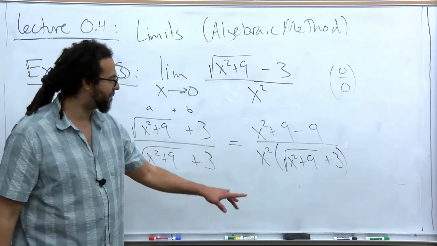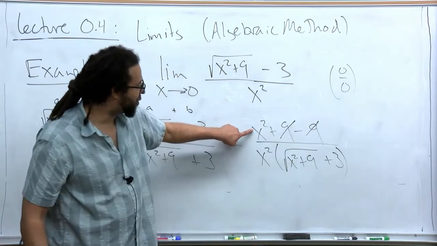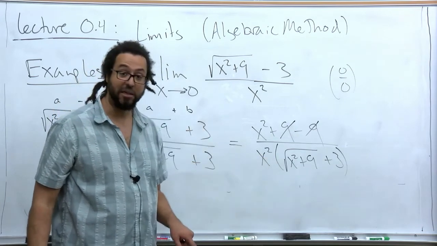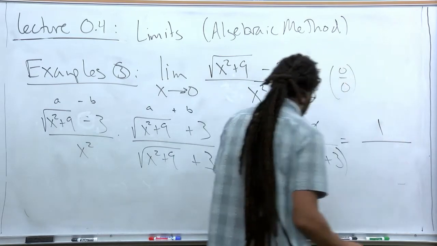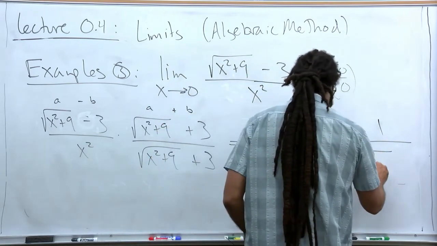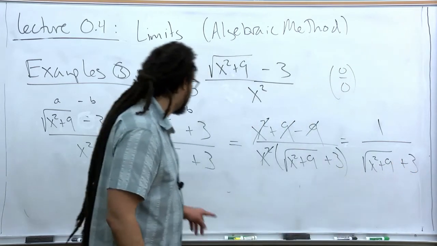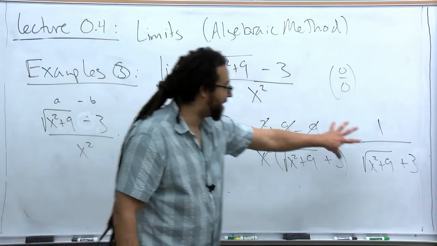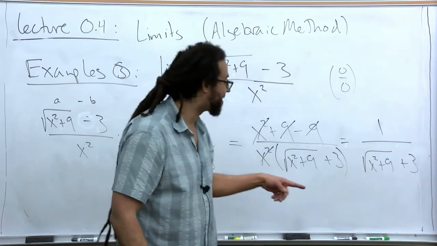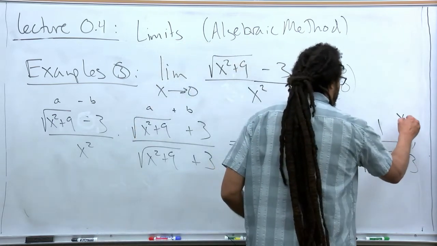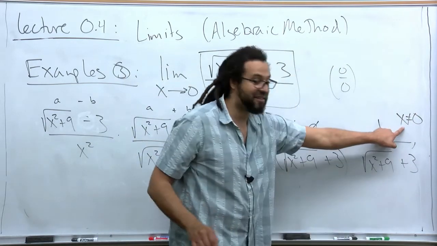And so now what's going to happen? So the 9's will cancel. And now I'm left with x squared over x squared times a thing. So the x squareds will cancel. And now I'm left with 1 over the thing in the parentheses. So square root x squared plus 9 plus 3. This is not the whole story. This function is not equal to this function. It is, though, everywhere except at x equals 0. So this is true, right? This thing is equal to this thing everywhere except at x equals 0.